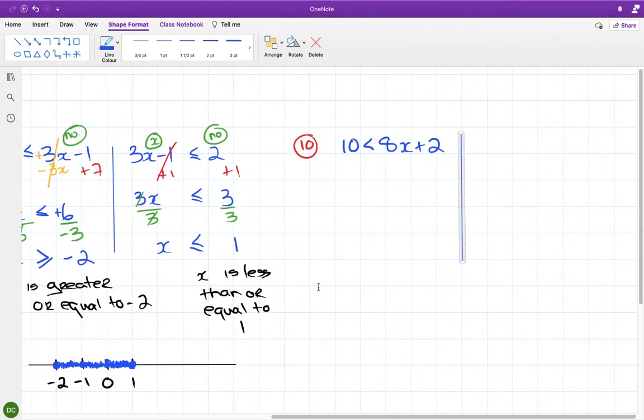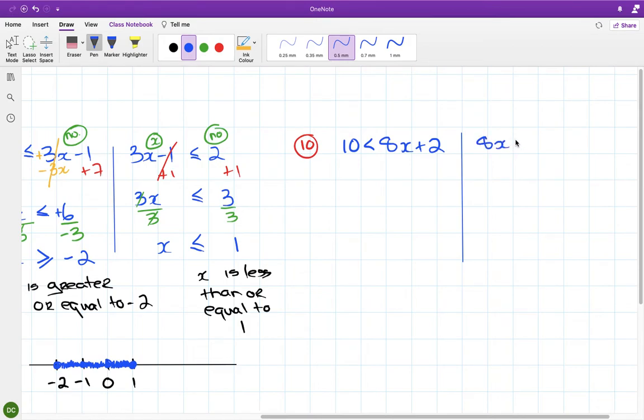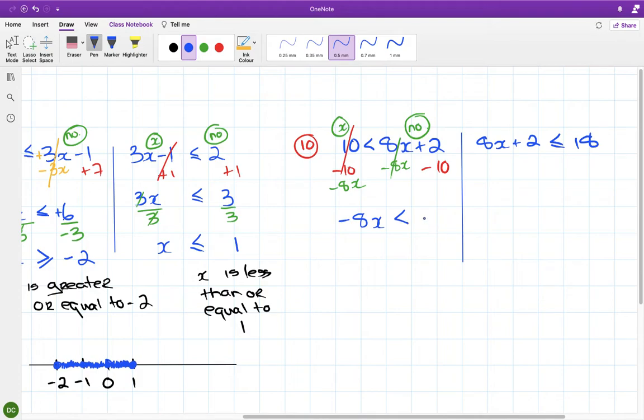Less than or equal to 18. Right, so we want the x's over here and the numbers over here. So that 10 needs to go, minus 10, and minus 10 over here. And the 8x needs to go with a minus 8x and a minus 8x over here. The 2 is fine. So that leaves me with minus 8x less than minus 8 to minus 10. We're going to divide by minus 8 to cancel and divide by minus 8 to balance.